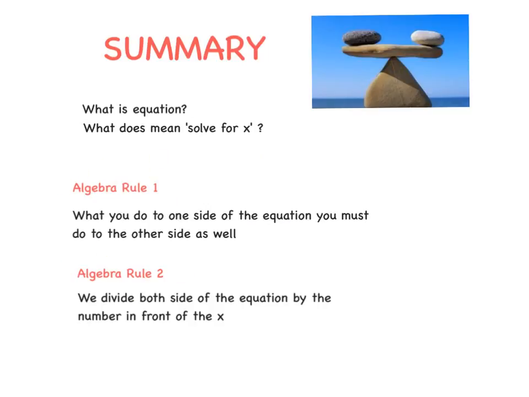So the first one is what you do to one side of the equation, you must do to the other side as well. And the next rule is we divide both sides of the equation by the number in front of the x or any letter, okay, might be A, B, C, and so on.